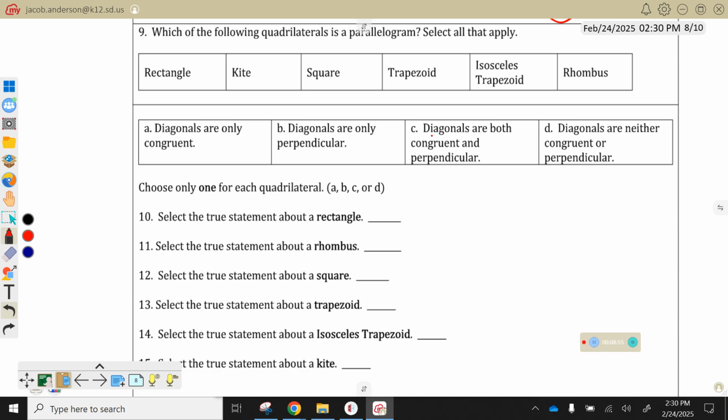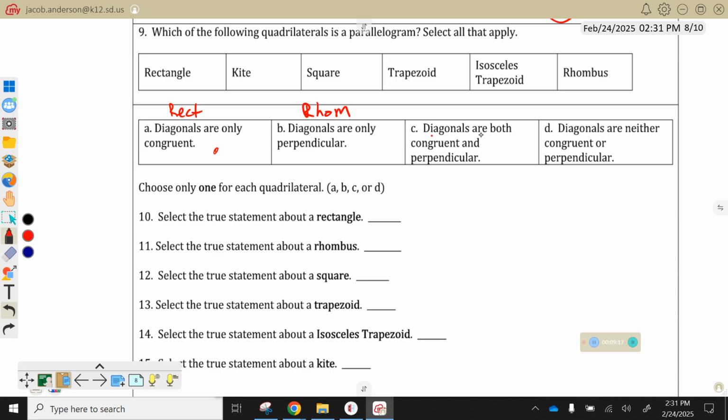Going through my options, I've got diagonals are congruent, but it says only congruent. So that's the only thing. Well, on a rectangle, I do know diagonals are congruent, but I'm not going to say right now that that's the only thing that's true. I'm going to read all of them. Diagonals are perpendicular. This is a rule for a rhombus. I'm going to write these down since we know where they came from. Rectangle, rhombus.